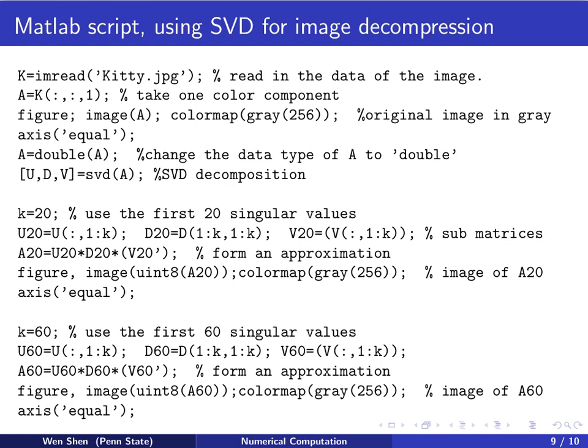And I wrote this Matlab script, basically using the SVD to decompress my image. Okay, so let's go through the script and see what it does. The first line, imread, reads the file kitty.jpg and stores it in K, and then I take one color component and store it in A, and now A will be a matrix.